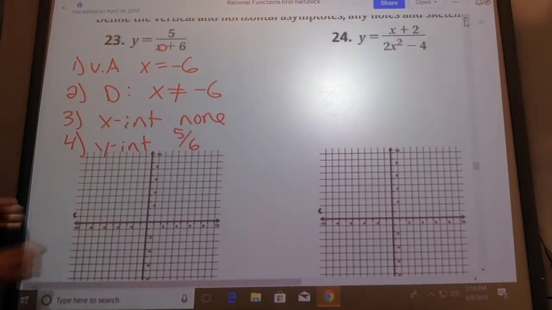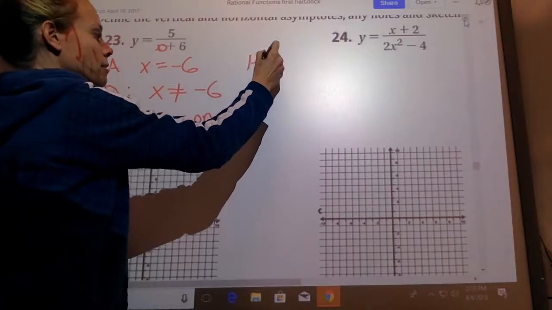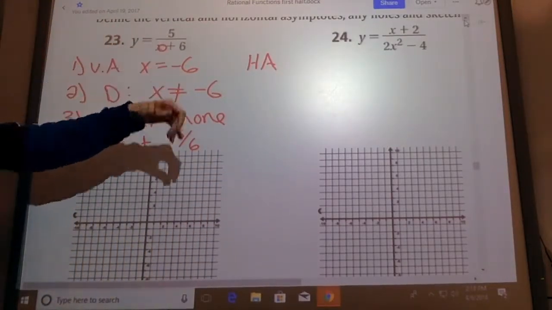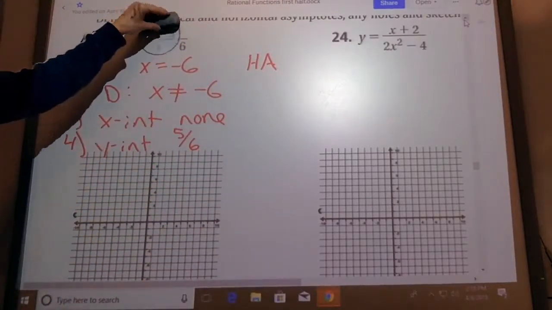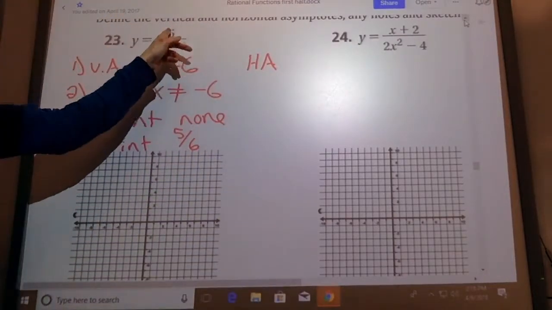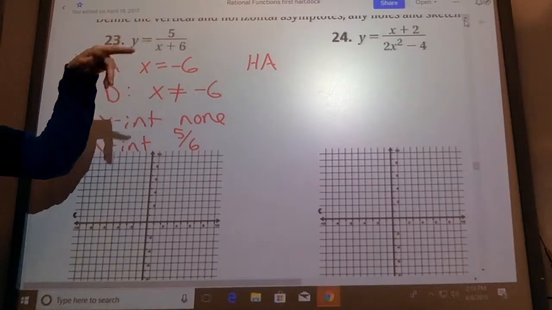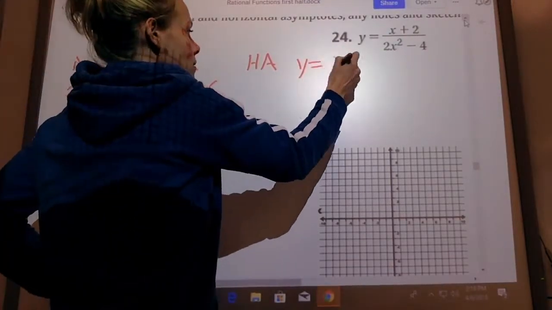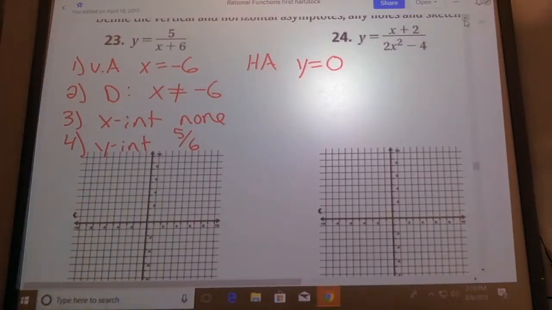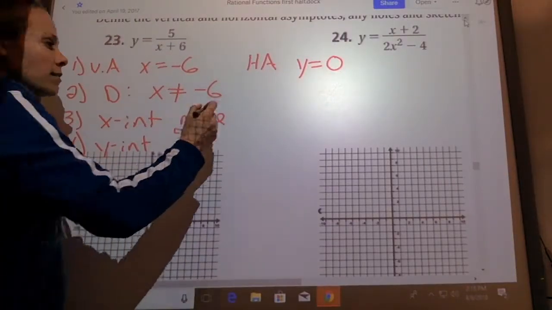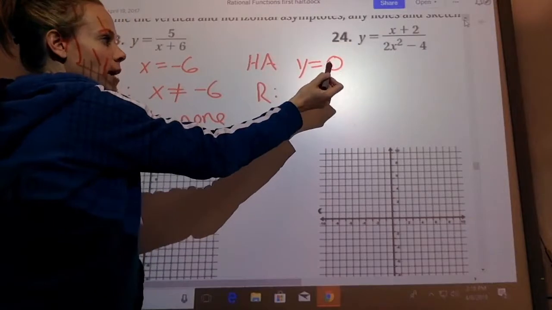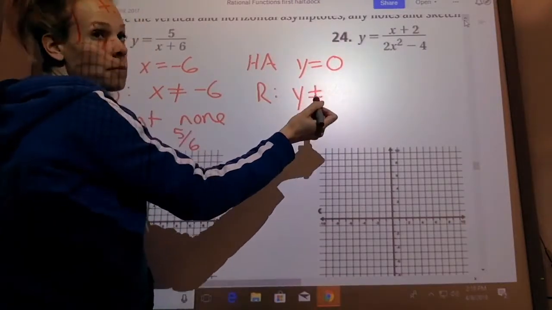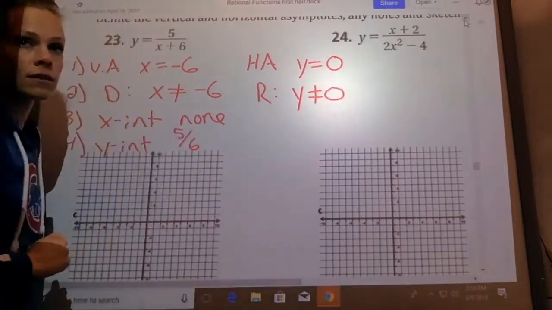Okay. And then here's the new part. My horizontal asymptote is what? The degree on bottom is bigger, because this is 0 and this is a 1. So if it's bigger on bottom, it's 0. And then my range, if my horizontal asymptote is 0, my range y cannot be 0.